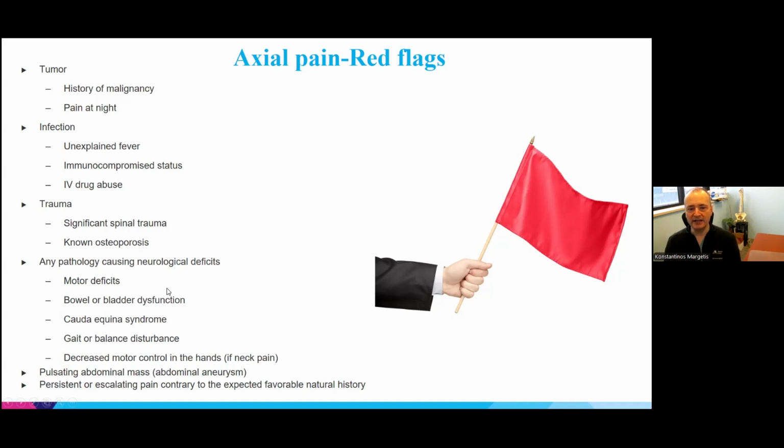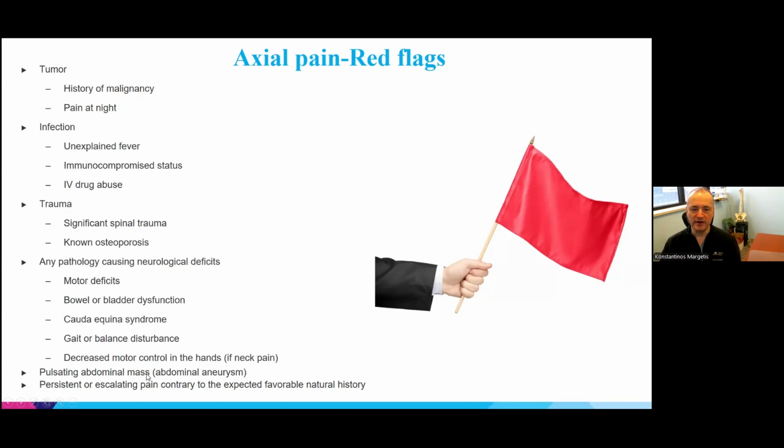Now, if the patient has any motor deficits, if there is some weakness in the leg or in the arm, if the patient complains about bowel or bladder problems, or if the patient has any of the other symptoms of cauda equina, and we'll explain what this might be. If the patient has significant gait or balance issues, which are signs of myelopathy, all these are findings that might make us want to get the imaging sooner rather than later.